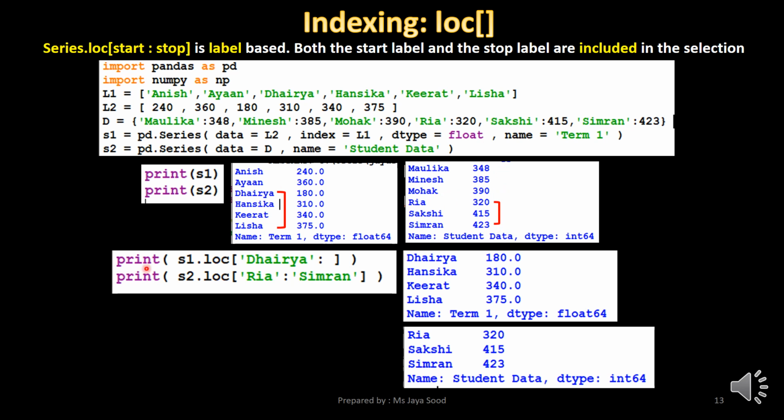The statement print s1.loc['dharye':] will start the selection from the row labeled dharye and will select all the rows till the end of the series. The next statement, print s2.loc['riya':'simran'], will start the selection from the row labeled riya and will select all the rows up to the row labeled simran as shown here in the output.